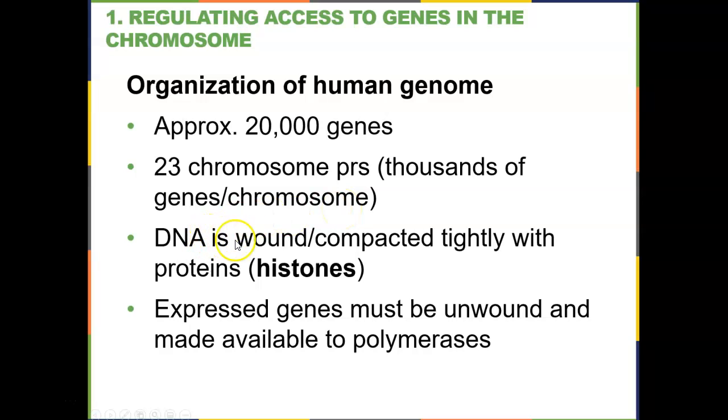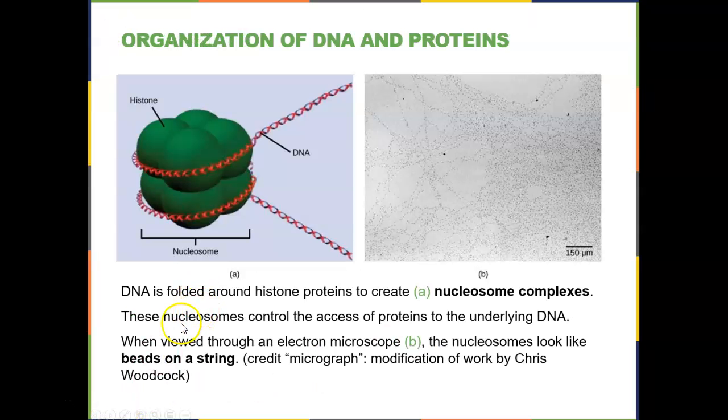The DNA has to be packed, and so therefore it's wound around these histones. So therefore, some of the genes we might need to utilize could be unable to be accessed because they're wound around histones. So we need to unwind them in order to make them available to the polymerases. And this is just a picture showing the DNA winding around the histones.